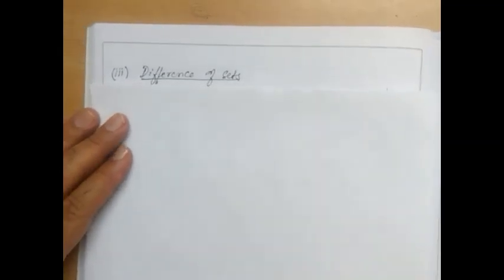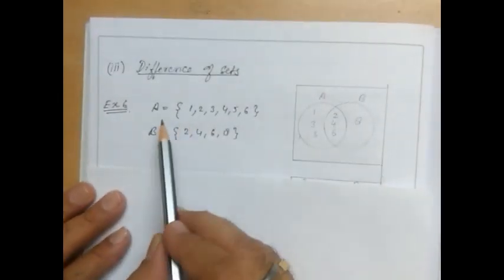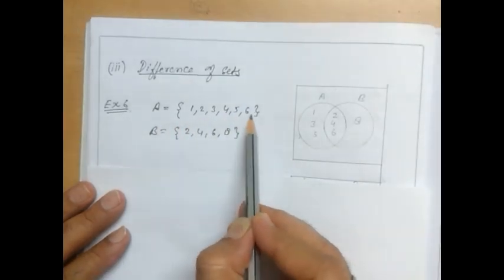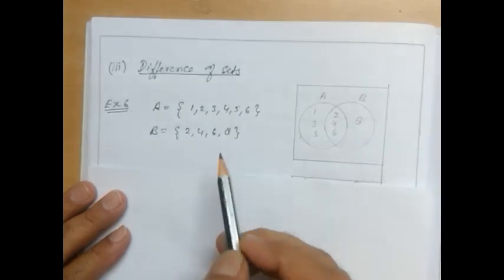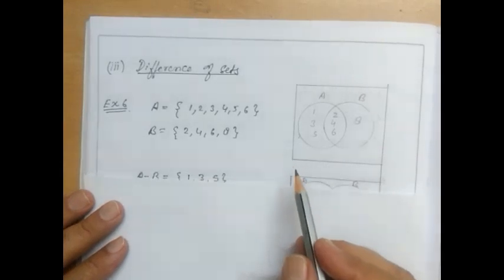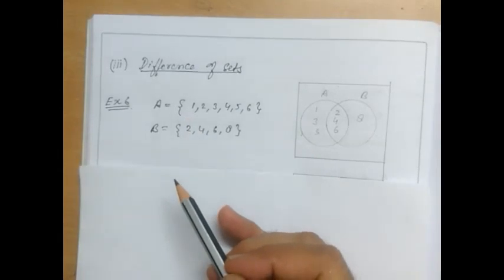Now with the word difference, we say that we are doing subtraction. Yes, we are doing subtraction of sets here, but it will be in a different manner. How is it different? Let's take an example to understand this. Here we take set A as 1, 2, 3, 4, 5, 6 and the elements of set B are 2, 4, 6, 8. Now when we are talking about the difference of the two sets, we are subtracting B from A, but what will happen?